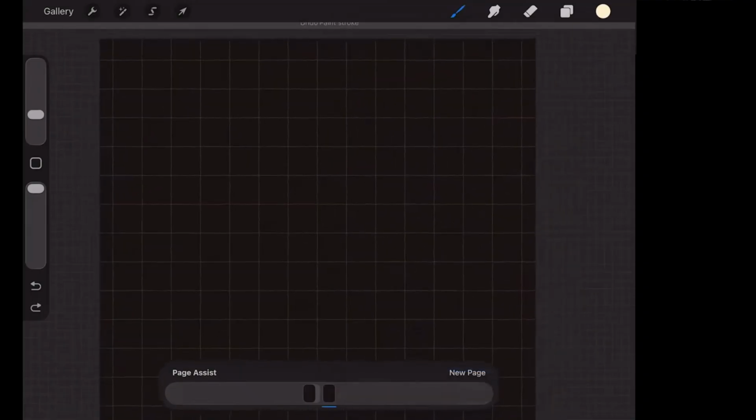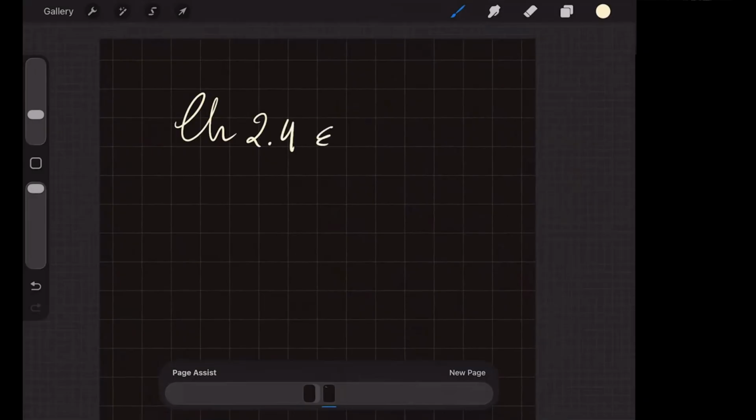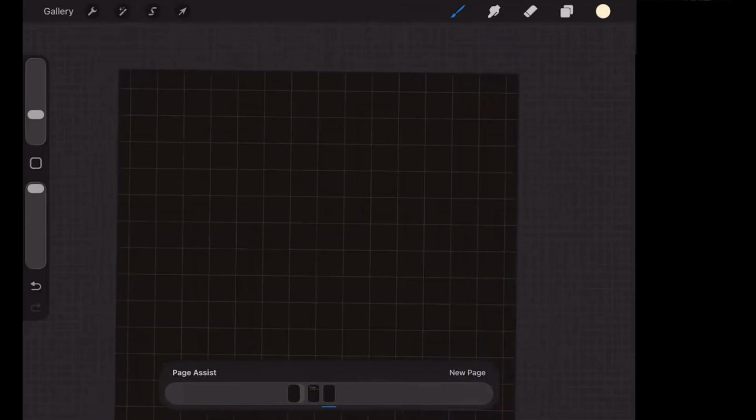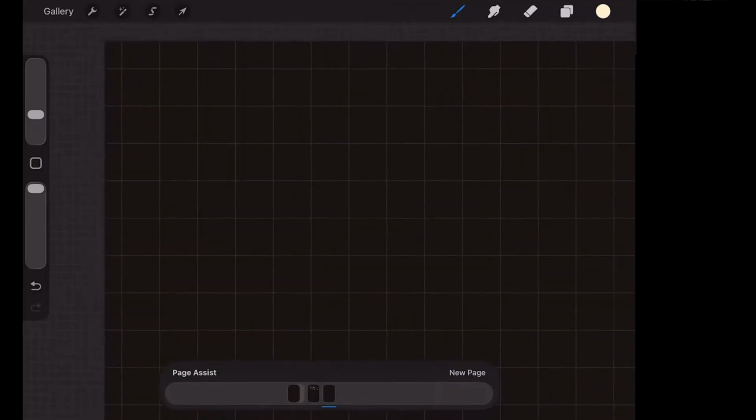Okay, my friends, today we'll be covering chapters 2.4 and 4.2, all things second derivative. Okay. So first, let's do a definition.